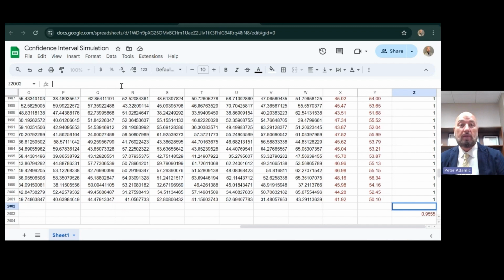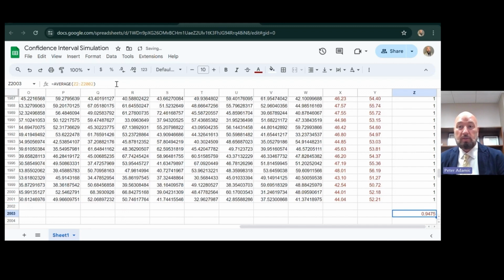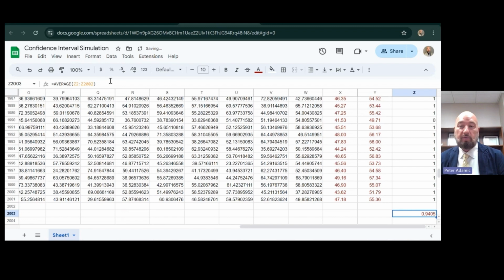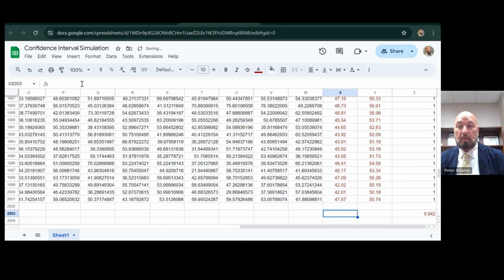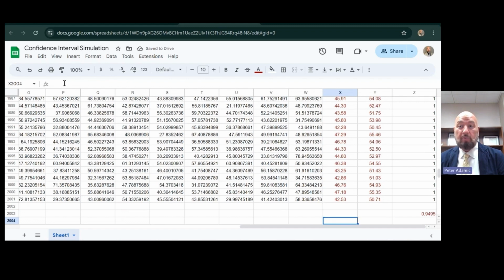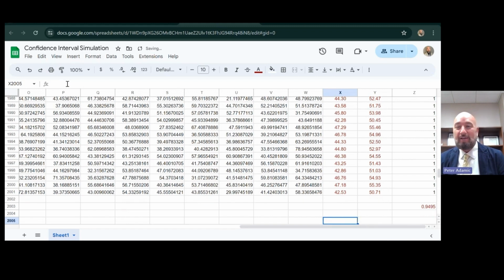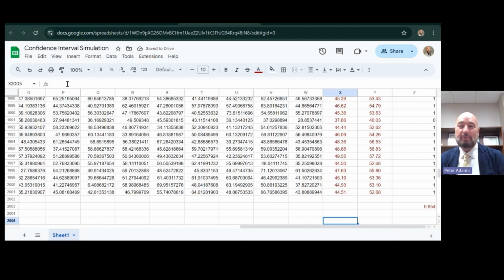95.55%, excuse me. Now, if we want to do another simulation, I could just hit the space bar and do another simulation. We get 94.75% or 0.9475. We can do it again. In this case, we get 94.05. Again, we get 94.2. We do it again. We get 94.95, so closer to 0.95. I just want to see one over 0.95. Yeah, here we go, 95.4. So it's going to hover around 95%.